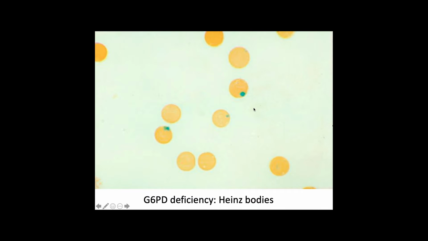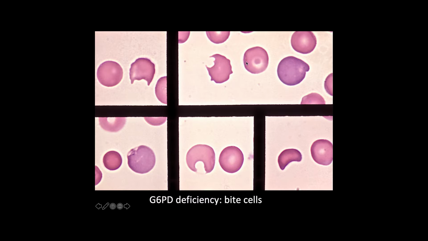These are the Heinz bodies where the globin is attached to the cell membrane. And then you can see these are the little bites that have happened to these red blood cells because the cells of the spleen have removed those Heinz bodies.